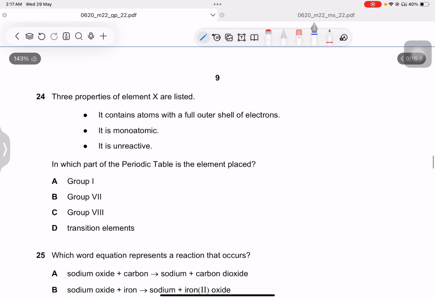Next, three properties of element X are listed. It contains atoms with a full outer shell of electrons. By looking at this, you should recognize that a full outer electron shell can be present in any ion, but in an atom, it is always the noble gases, the group 8 elements. So we don't even need to read. But even if we do, it is monoatomic. Yes, they are gases, and they're the only gases which are monoatomic, meaning they exist as single atoms, helium, neon, etc. It is unreactive, yes, because they have a full outer shell of electrons. They do not react and do not lose or gain electrons.